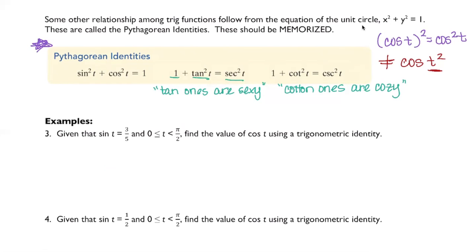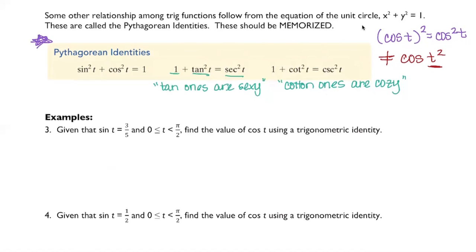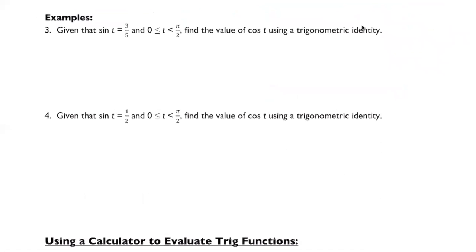So here's how we can use these identities, just the same way as before. You just kind of got to think of what formula can you use that's going to be helpful. Given that the sine of t is equal to 3 over 5 and 0 is less than or equal to t is less than pi halves, find the value of cosine of t using a trigonometric identity. Now, why in the world would they give us this information that t is between 0 and pi halves? Because that tells us that we are in quadrant 1.